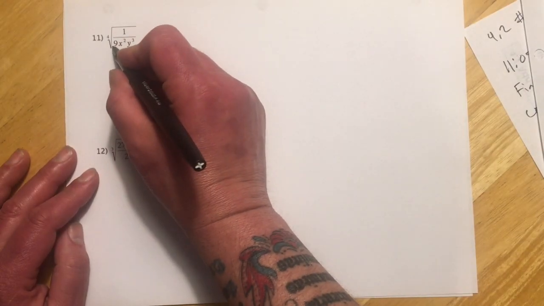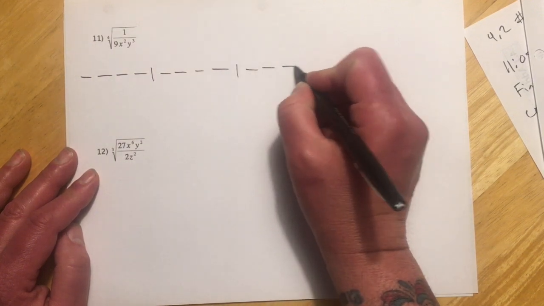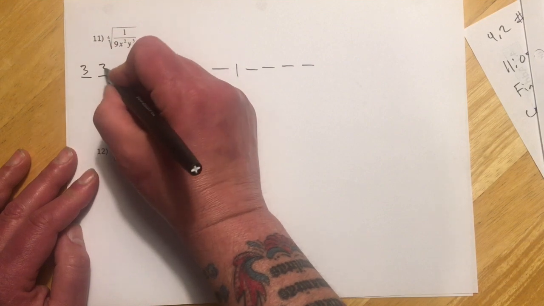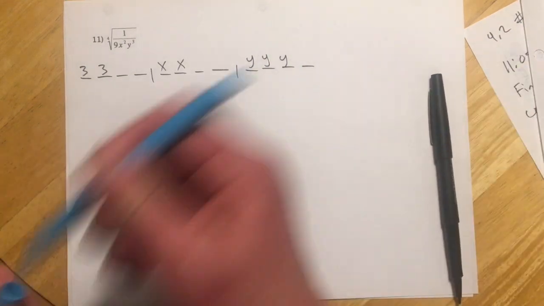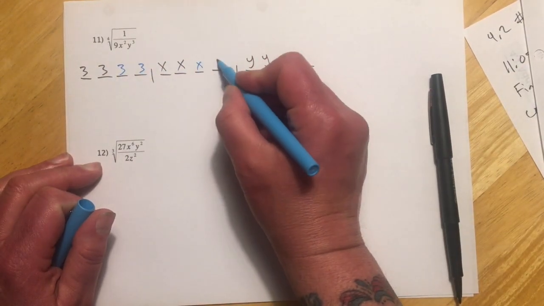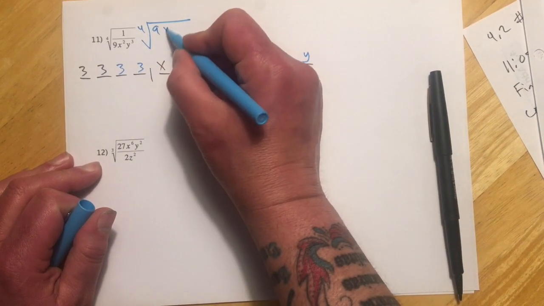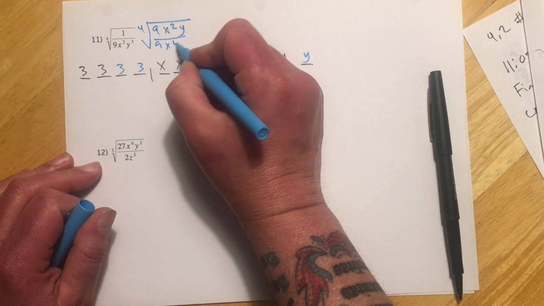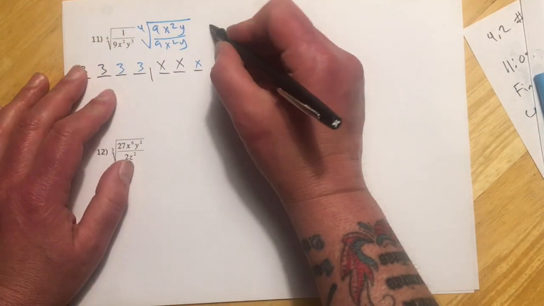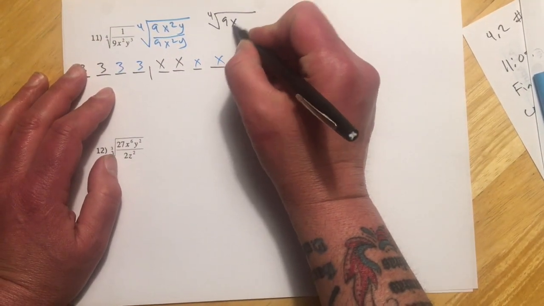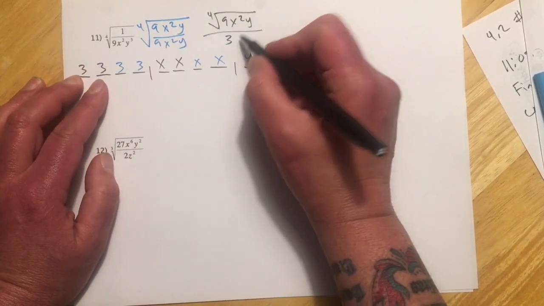For number 11, there is a 4th root, so we're getting 1, 2, 3, 4, 1, 2, 3, 4, and 1, 2, 3, 4. And 9 is going to be a pair of 3s, so we got a pair of x's and 3 y's. So we're going to put in 2 more 3s, 2 more x's, and 1 more y. And then multiplying, my numerator will just stay that, under a 4th root. And then downstairs, I'm just going to get a 3, an x, and a y from the 4th root.